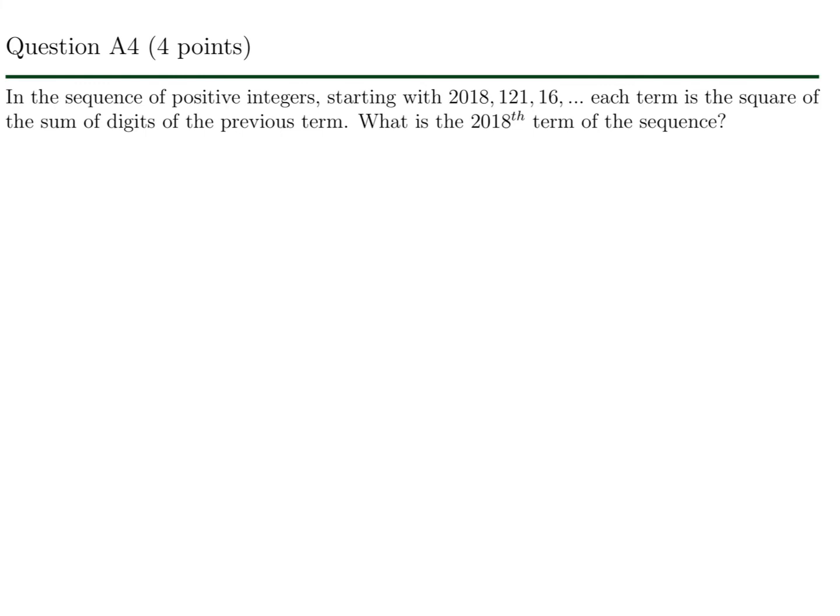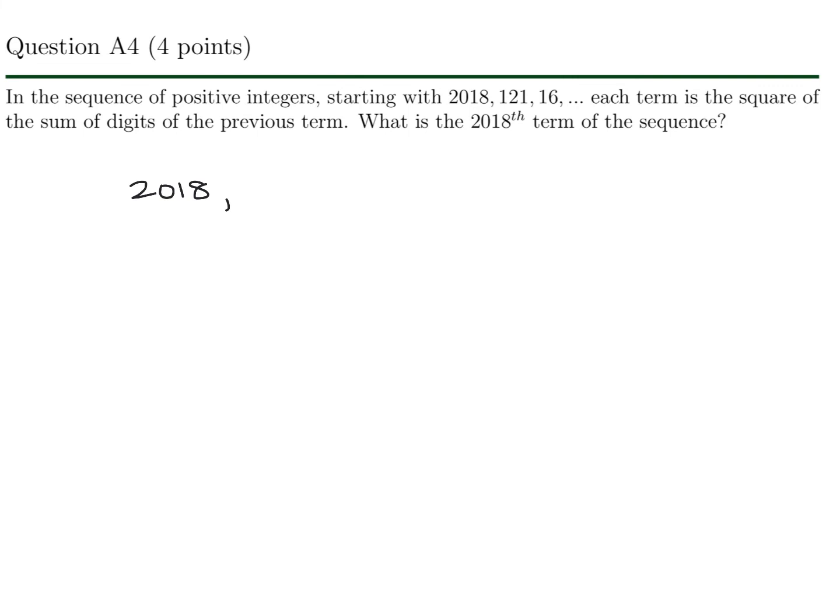In a sequence of positive integers starting with 2018, 121, 16, each term is the square of the sum of the digits of the previous term. What is the 2018th term of the sequence? Okay, first let's try to explain this. So we start off with 2018. The next term is the square of the sum of the digits.